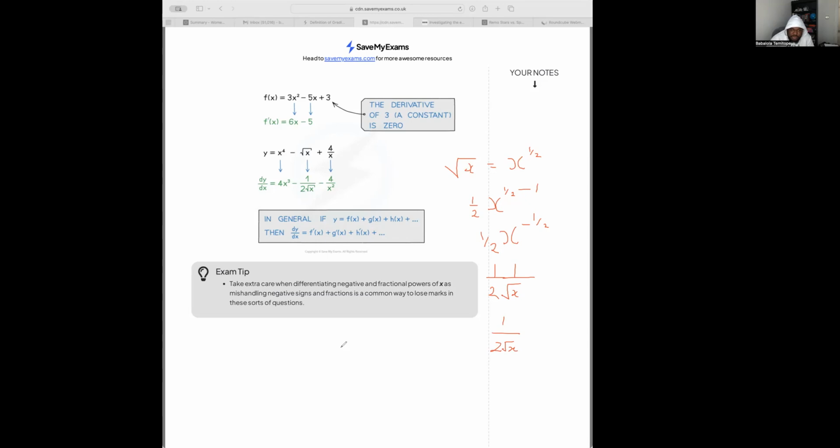So how can you differentiate 4 over x? When you say 4 over x, it means that you can write 4 over x as 4x to the power of minus 1. From there, it's going to give you minus 1 times 4 times x to the power of minus 2. So that gives you minus 4x to the power of minus 2, which is minus 4 times 1 over x squared. That gives you minus 4 over x squared.